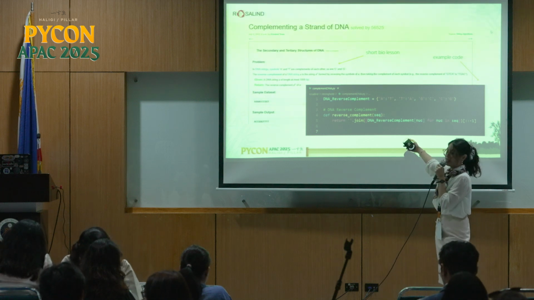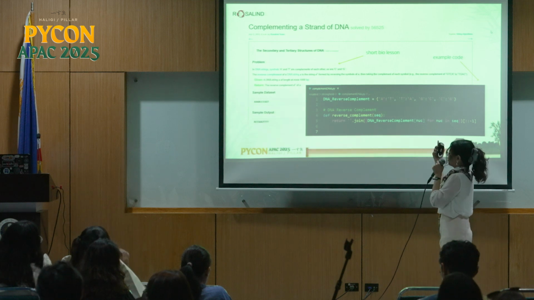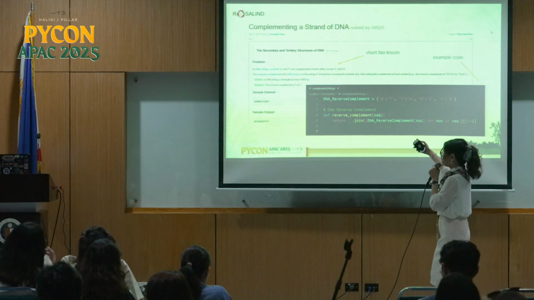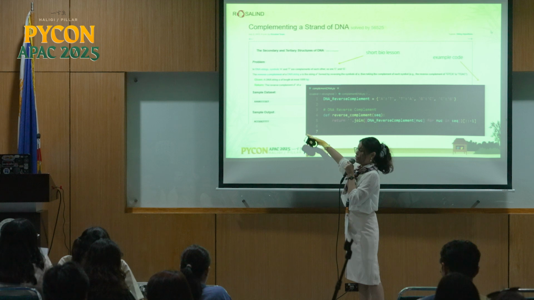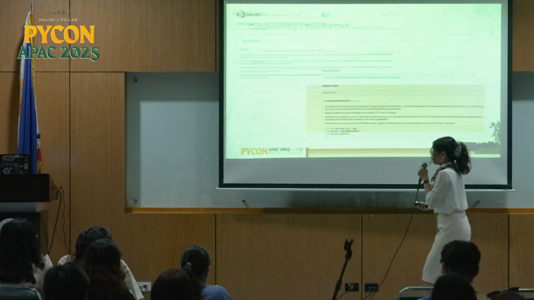This one is an example code that I've written in Python to get the complement strand of DNA. That's just an example of what you can do. They have the sample data set here so that you know what to expect, and the sample output.